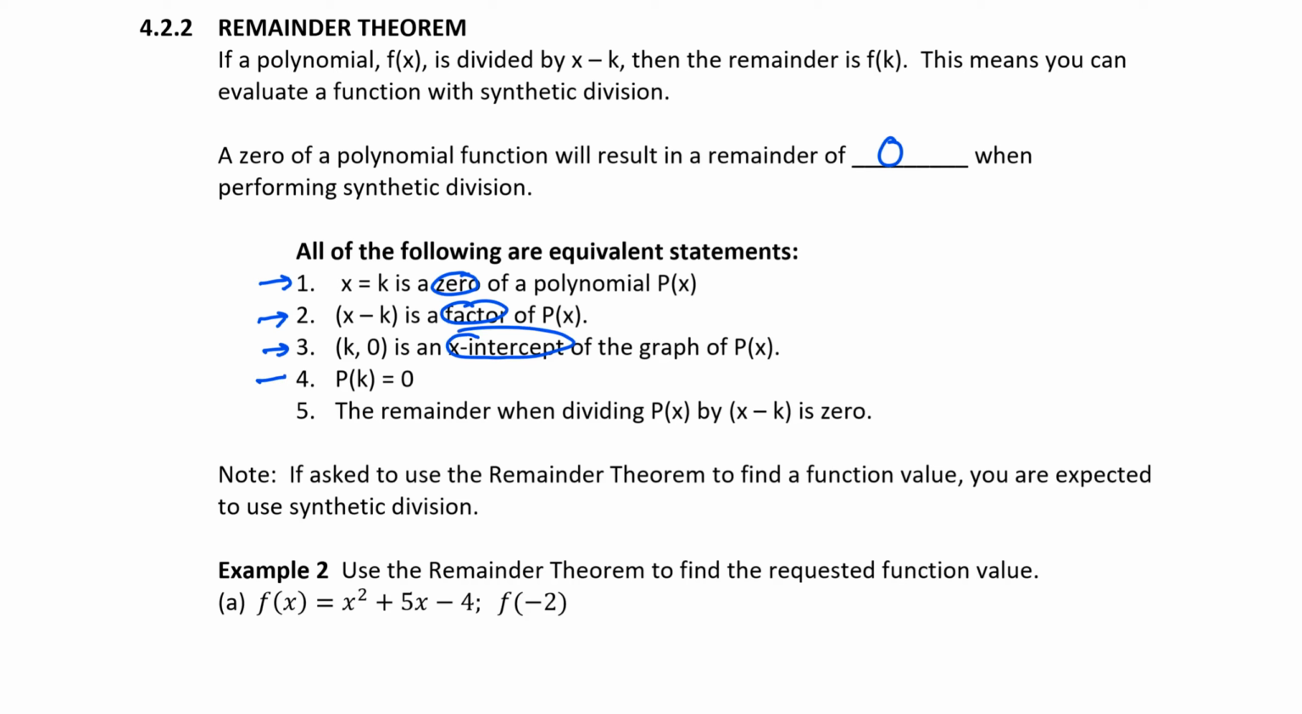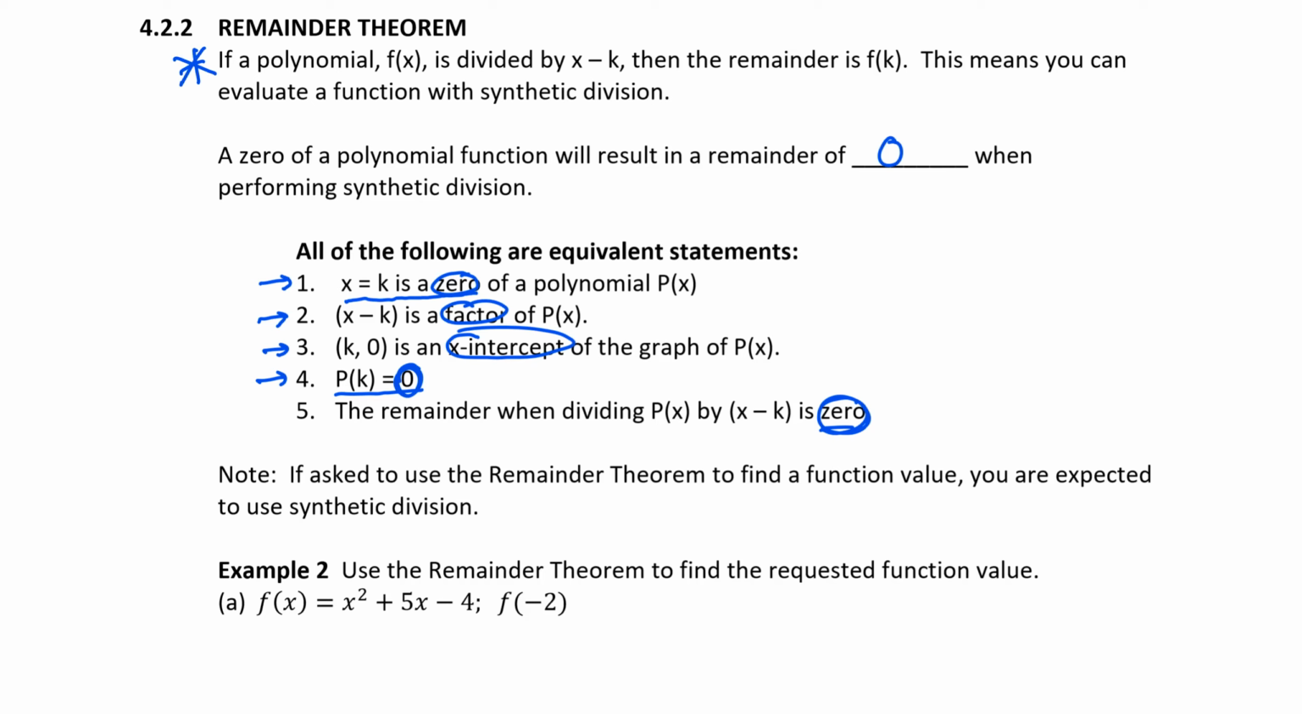Number 4, p of k equals 0. And that's basically the definition of 0. If x equals k is a 0, then that means when I plug it into the function, the result is 0. Finally, number 5, the remainder when dividing p of x by x minus k is 0. So notice the function value is the same as the remainder, and that's what the remainder theorem is about.